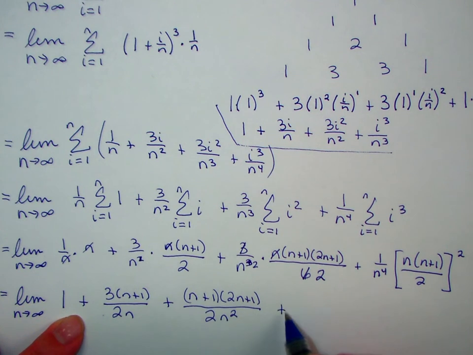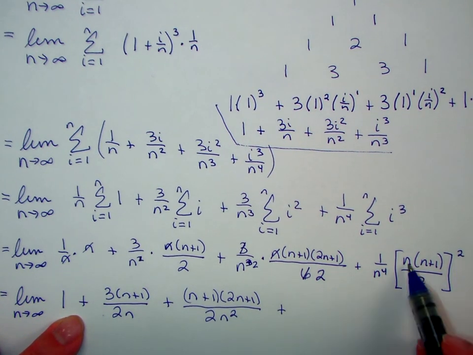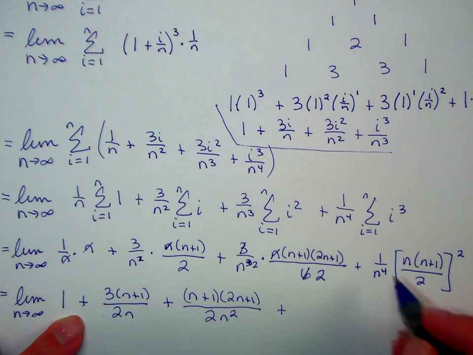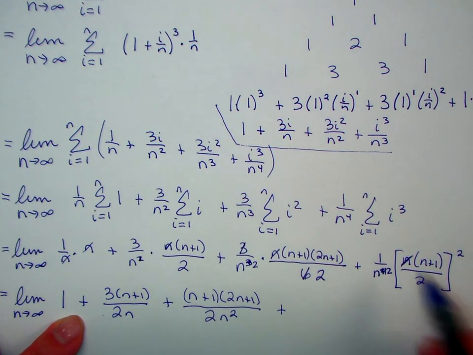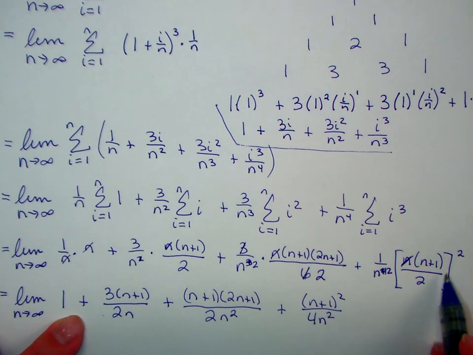And then the last term here, remember these are squared. So I'm going to let n squared cancel with 2 of these n's. So I'm going to cancel this to a 2 and cross this off. So I have n plus 1 squared over 4n squared, because we have to square the 2 as well.